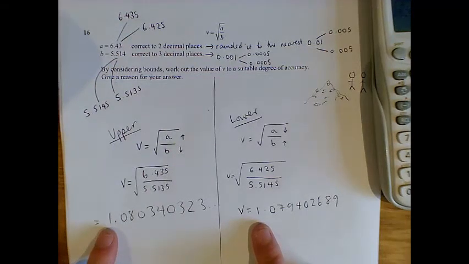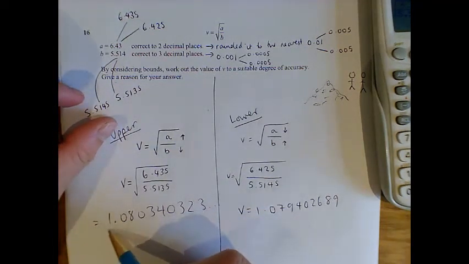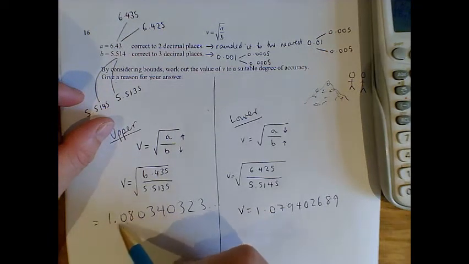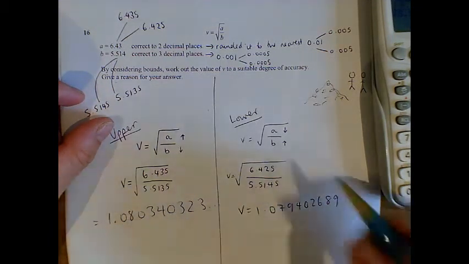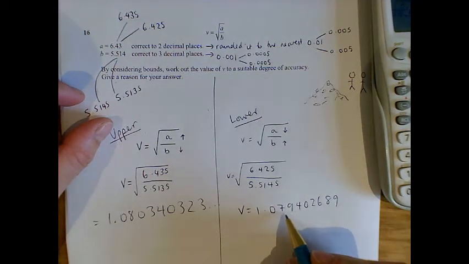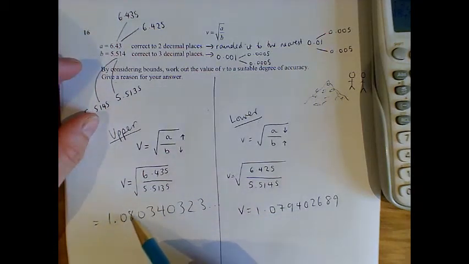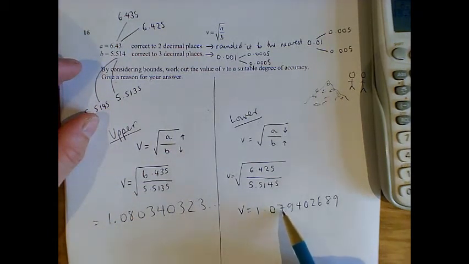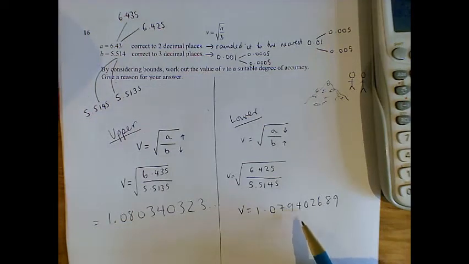So let's round them both to 2 significant figures. They both round to 1.1 because the 7 rounds up and the 8 rounds up. If we go one better, this one would be 1.08 to 2 decimal places because the 0 rounds down. And this one would also be 1.08 because the 9 rounds up. If we go more than that, then we're going to end up with 1.080 and 1.079, sorry. So then they're going to differ.